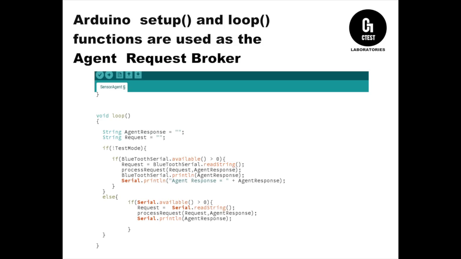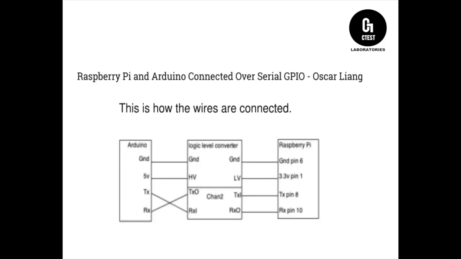And so here are the wires for GPIO programming between the Raspberry Pi and the Arduino, thanks to Oscar Leon here. There's a nice diagram that simplifies this. You've got the receive pin and the transmit pin. We've got the voltage connection, and we have a logic converter there because the Pi has a 3.3 volt thing going on, and the Arduino has a 5 volt thing going on. So we have a logic level, LL, converter there.